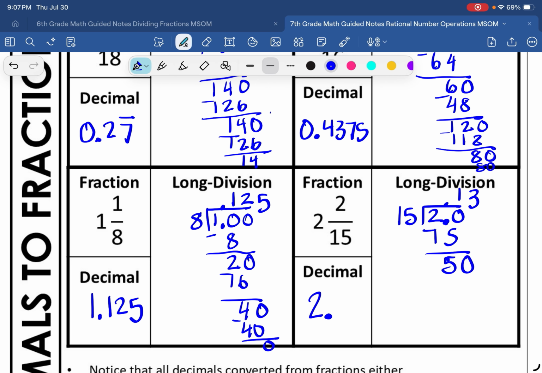15 times 3 is 45. Subtract, I get 5. Bring down my 0. 15 goes into 53 times. So this pattern, again, is going to continue. So my decimal is 2.13, and then the 3 is repeating, so the line goes over the 3.